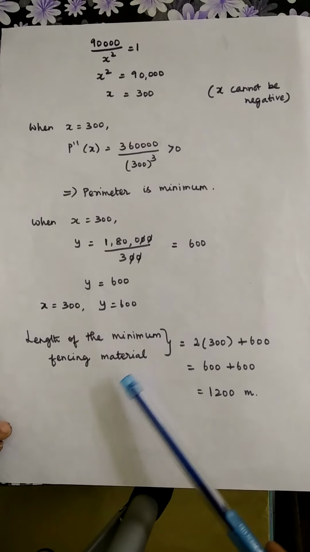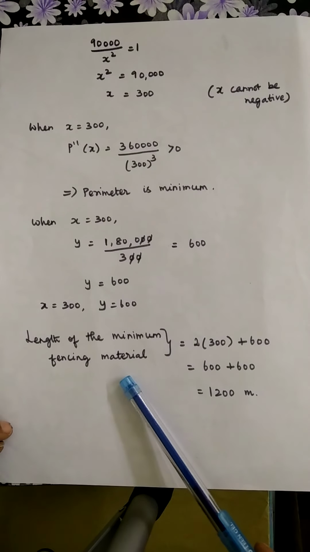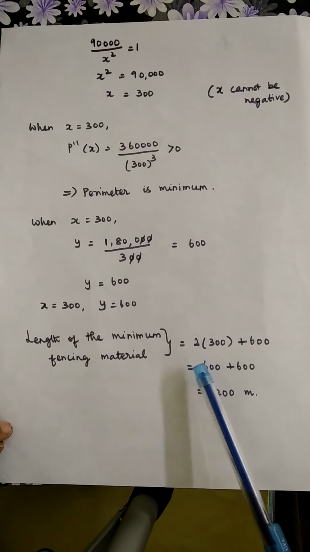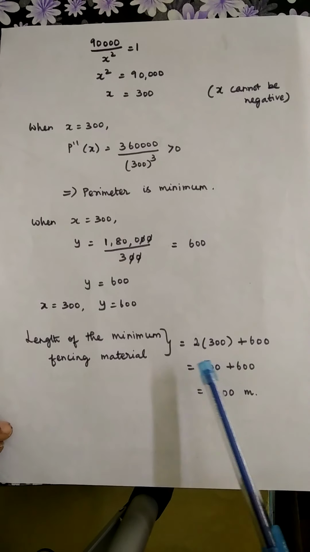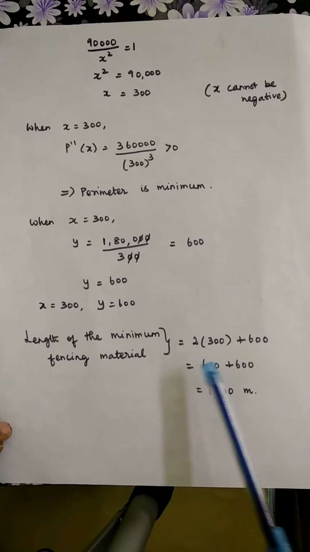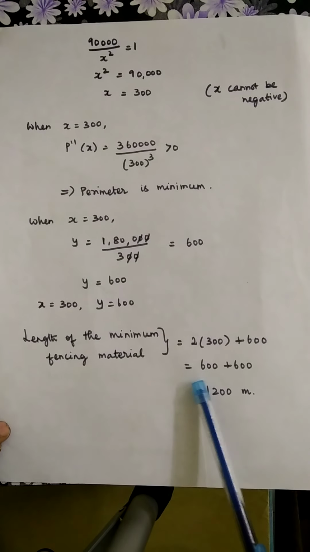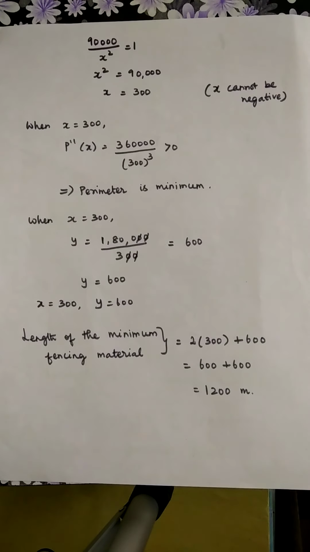Now length of the minimum fencing material தான் கேட்டிருக்காங்க, பெரிமீட்டர் தான் கேட்டிருக்காங்க. length of the minimum fencing material அப்படின்னு நம்ம பெரிமீட்டர் எழுதியிருக்கோம். 2x plus y, அதில் xக்கு yக்கு சப்ஸ்டியூட் பண்ணலாம். ஸோ 2 into 300 plus 600. 2 into 300 is 600 plus 600. So 1,200 meters. So length of the minimum fencing material needed is 1,200 meters.